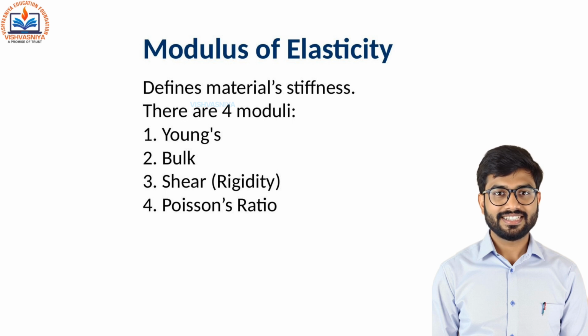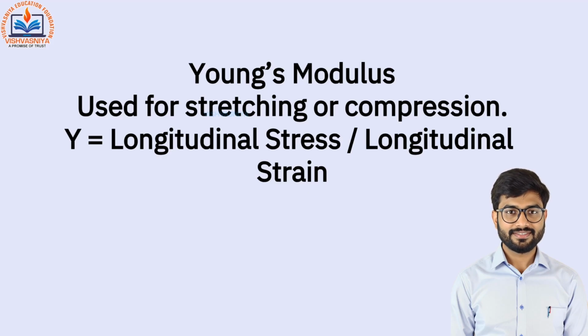Let's now discuss the elastic moduli, which are 4 in number. 1. Young's modulus. 2. Bulk modulus. 3. Shear modulus, or modulus of rigidity. 4. Poisson's ratio. First, Young's modulus. It is defined as the ratio of longitudinal stress to longitudinal strain. In simple words, it measures stiffness of a material when pulled or compressed along its length.